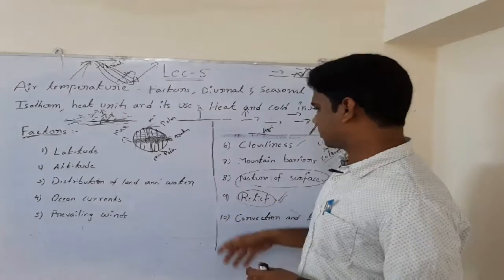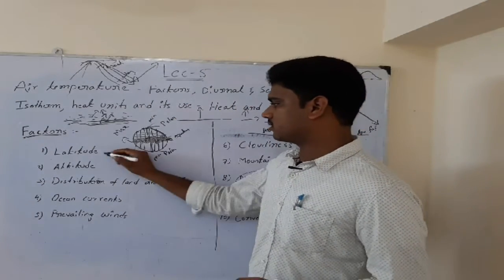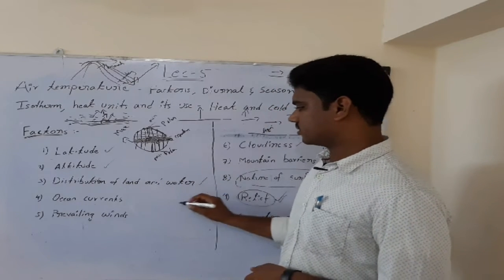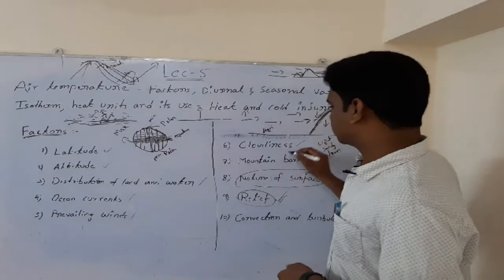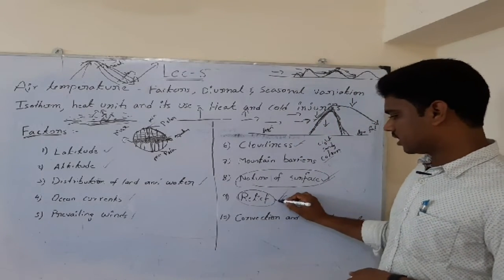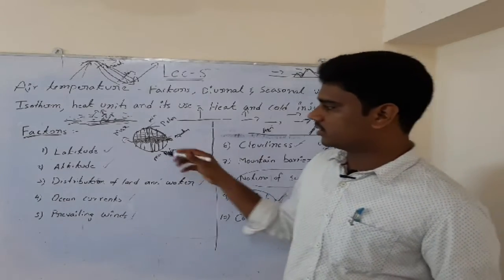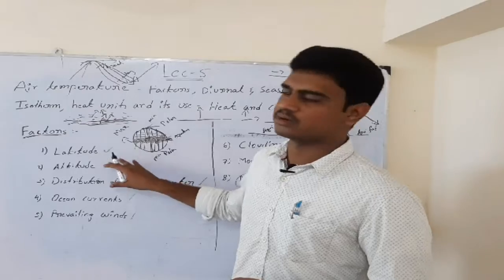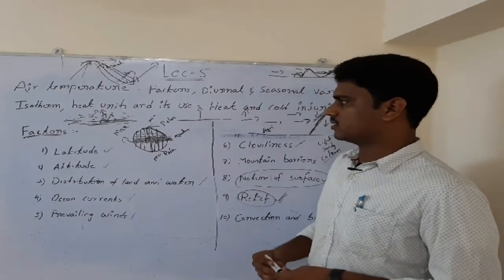So these are all the factors affecting air temperature. The first one is latitude, second is altitude, third is distribution of land and water, fourth is ocean currents, fifth is prevailing winds, sixth is cloudiness, seventh is mountain barriers, eighth is nature of surface, ninth is relief, and the last one is convection and turbulence. These are all very important factors affecting air temperature. This question is very important from the exam point of view, so please study well.